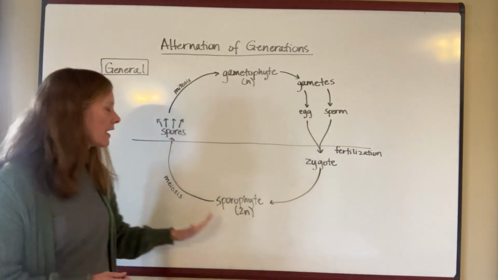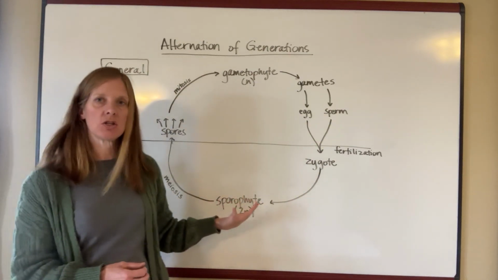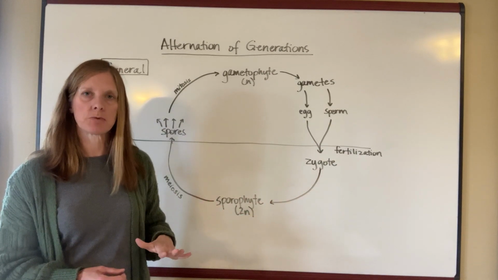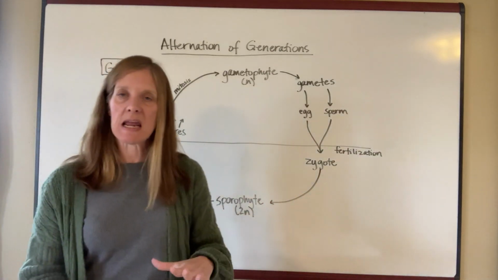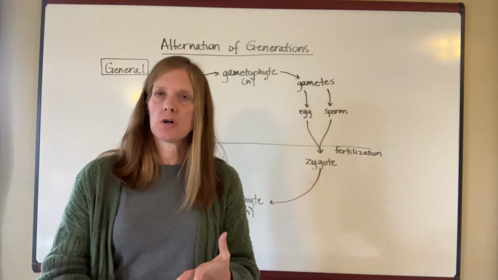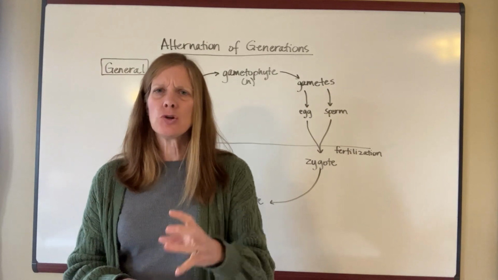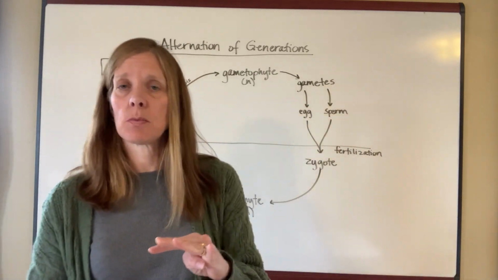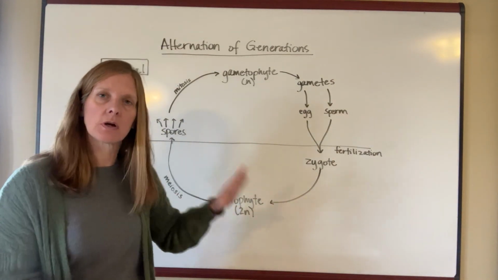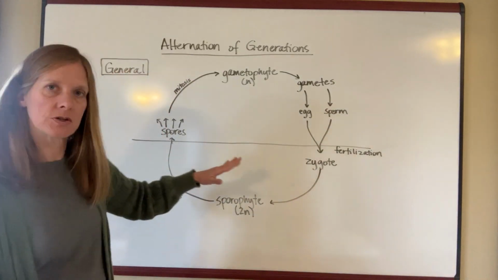Okay, so you've got a cycle that rotates, and you're going to continue to see this same cycle over and over again as we go through this chapter. But it's going to change slightly between your mosses and your ferns and your flowering plants and your conifers. Those are the four main classes that we're going to be talking about. And so it's going to be the same basic cycle, but there are going to be changes within that particular cycle.